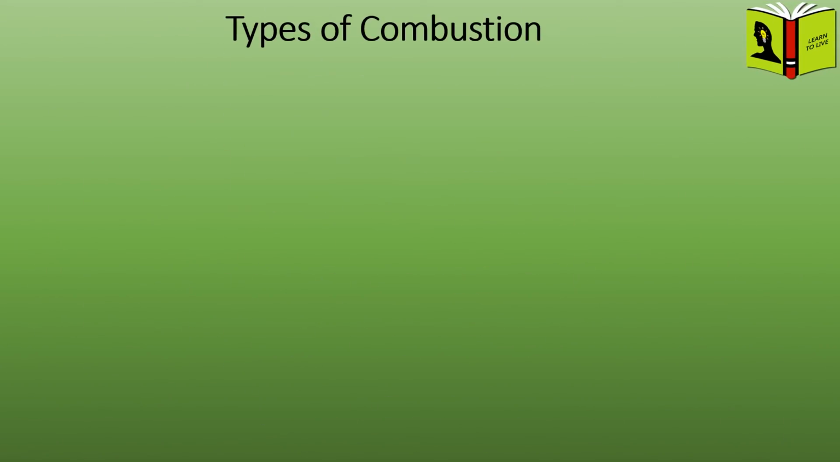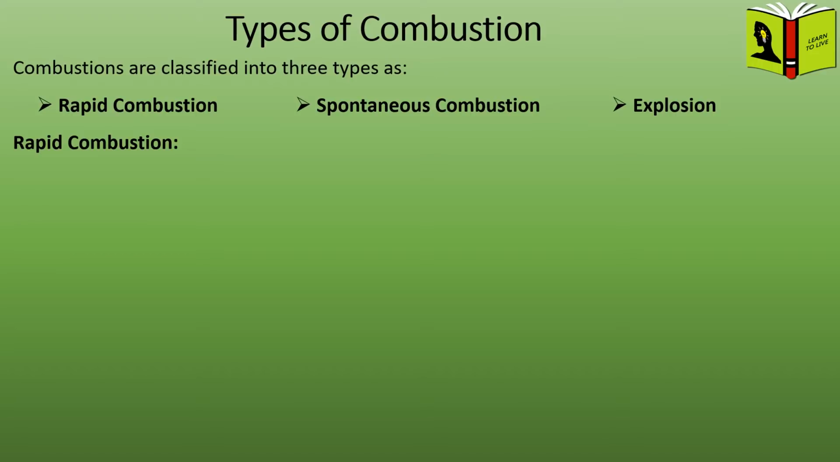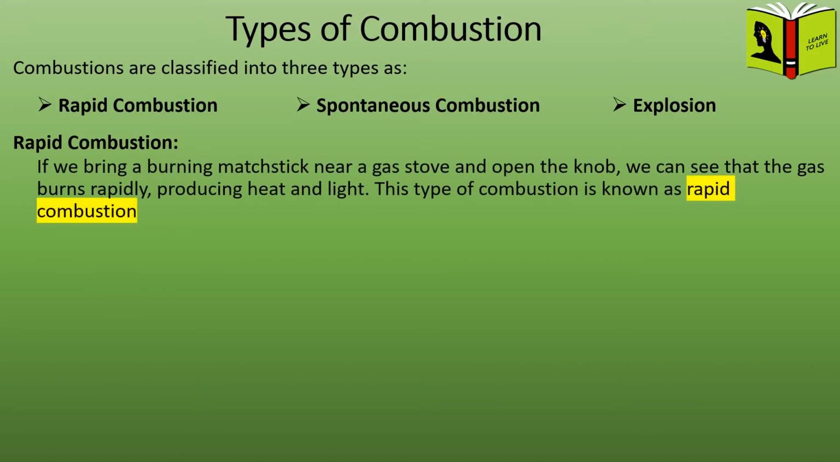Types of combustion. Combustions are classified into three types: rapid combustion, spontaneous combustion, and explosion. Rapid combustion. If we bring a burning matchstick near a gas stove and open the knob, we can see that the gas burns rapidly, producing heat and light. This type of combustion is known as rapid combustion.